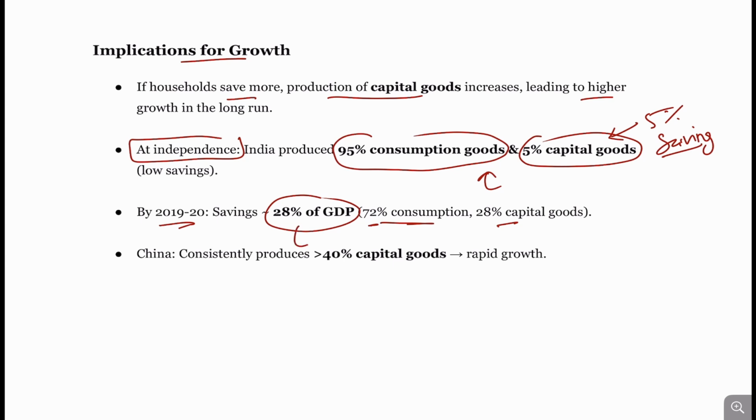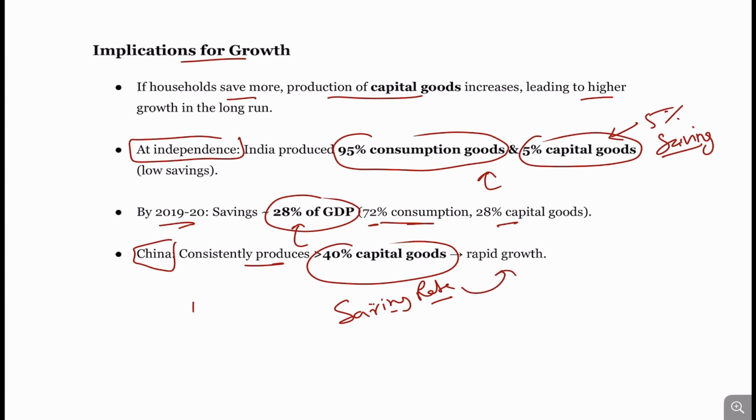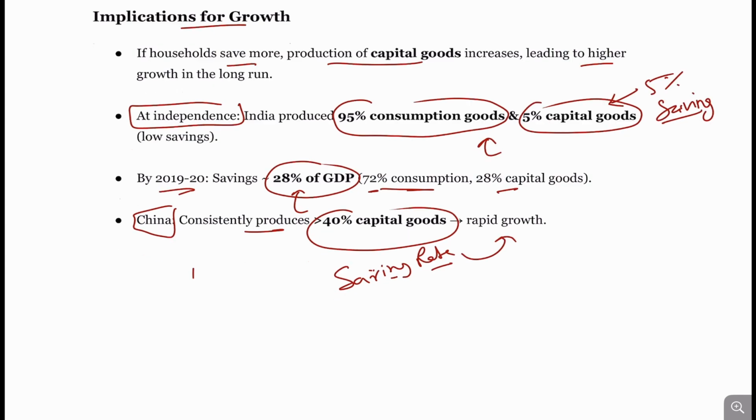That is why this savings rate is propelling the GDP of India at a very fast rate. If we compare with China, China has consistently saved more than 40% of its income. The savings rate was 40% in China, and that is what led to rapid growth in China, and it pulled poor people out of poverty.